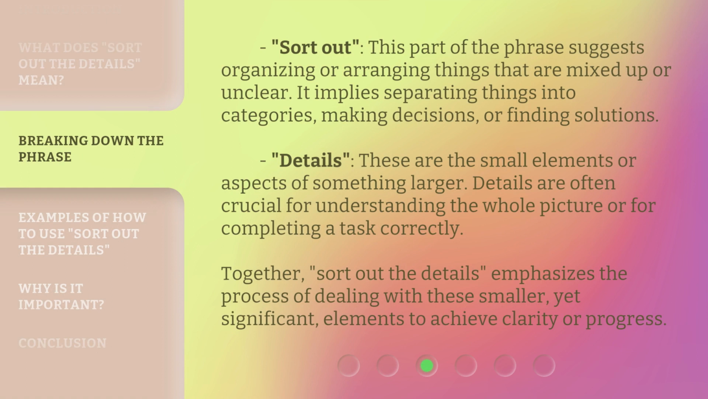"Sort out." This part of the phrase suggests organizing or arranging things that are mixed up or unclear. It implies separating things into categories, making decisions, or finding solutions. "Details." These are the small elements or aspects of something larger. Details are often crucial for understanding the whole picture or for completing a task correctly. Together, "sort out the details" emphasizes the process of dealing with these smaller, yet significant elements to achieve clarity or progress.